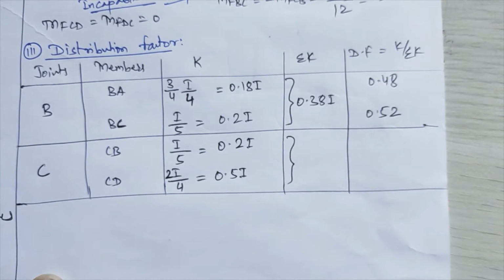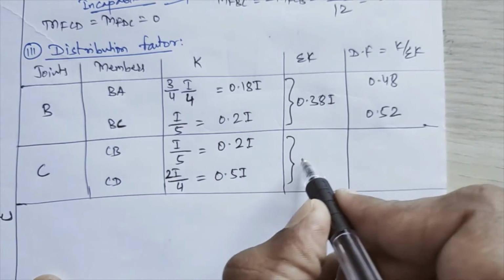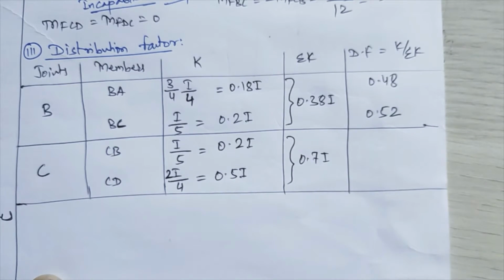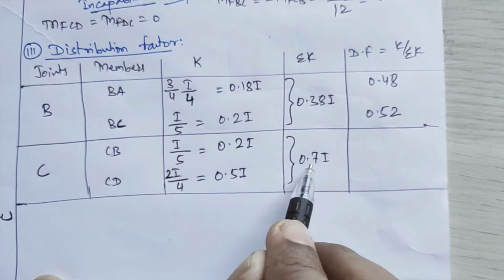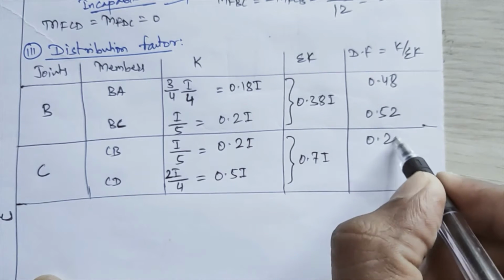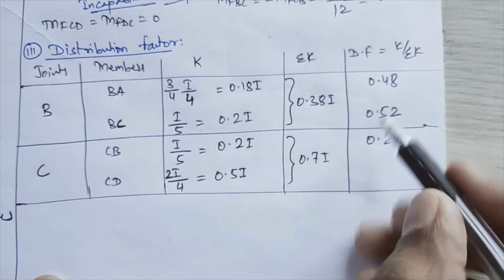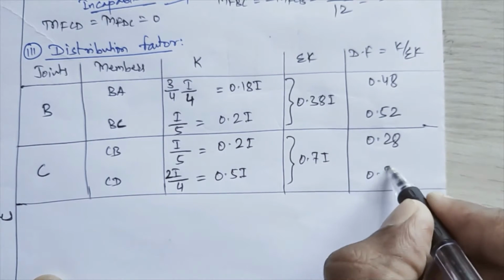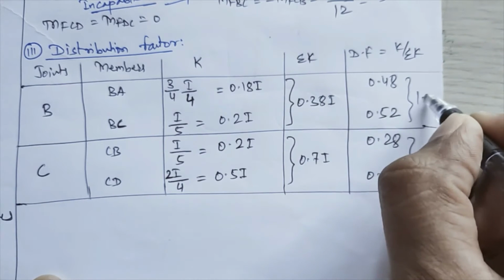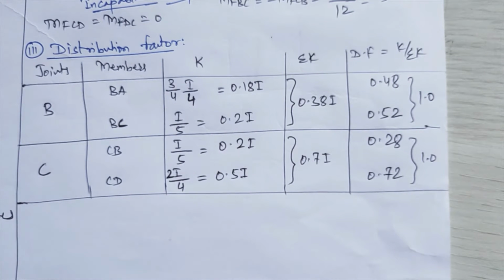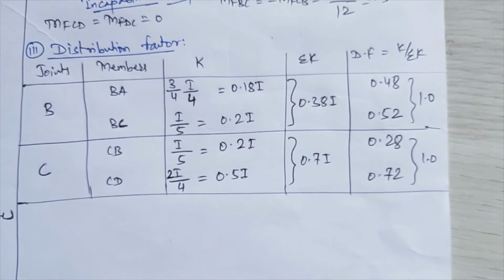So if you add this for total stiffness, 0.2 plus 0.5, I get equal to 0.7 I, and DF for the first member CB, 0.2 by 0.7, I get equal to 0.28, and here 0.5 by 0.7, I get almost equal to 0.72, whereas the summation of this shall come equal to 1 over there. So that gives me the distribution factors for the members at joint B and joint C.